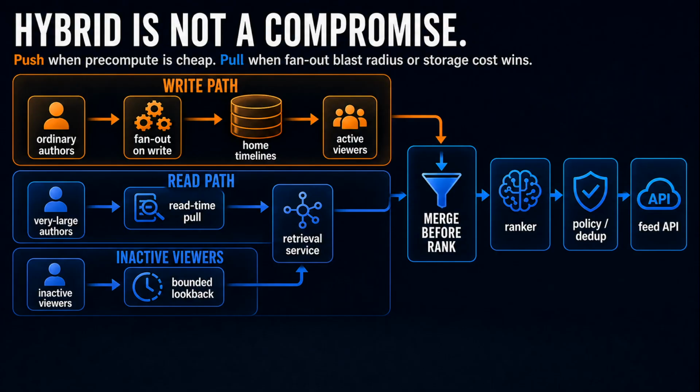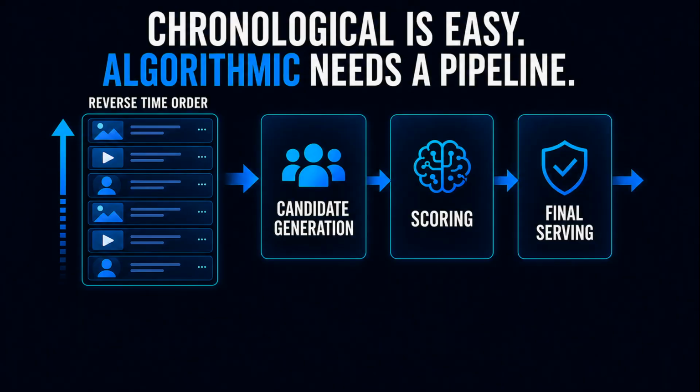Same idea, different surface. The threshold between push and pull is not moral. It is an engineering knob shaped by follower distribution, read frequency, freshness goals, and ranking cost. The product feels like one feed. The backend has several serving paths.